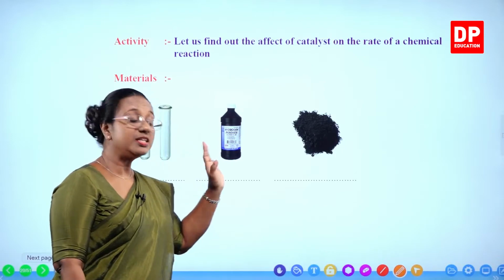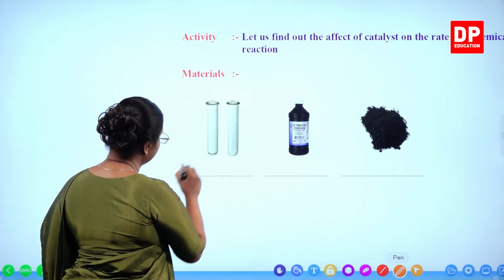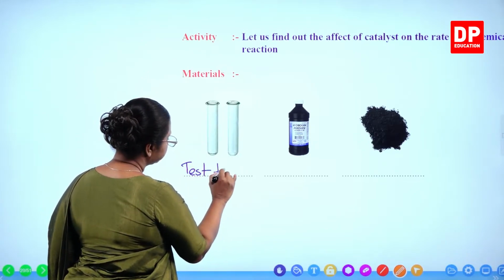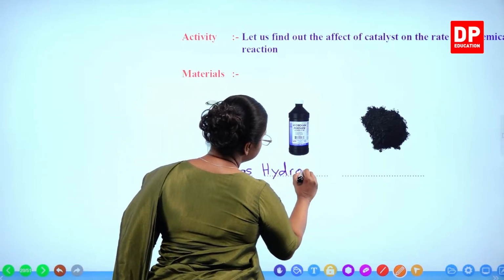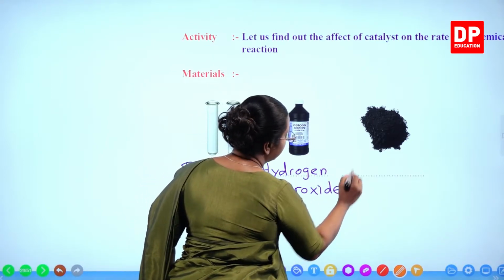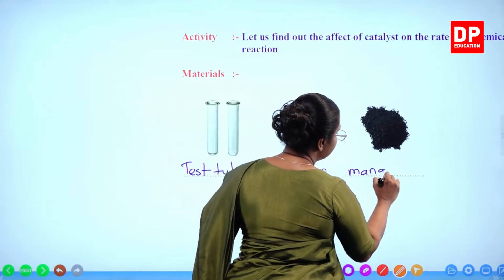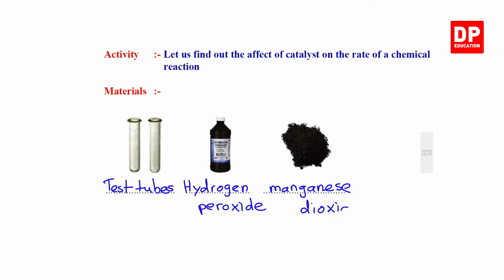So, the same reaction that I explained to you all before. These are the materials that we need. We need test tubes, and we need hydrogen peroxide, and we need manganese dioxide. I gave you all the chemical formulas, MnO2 and hydrogen peroxide, H2O2. So this is what we will be doing.